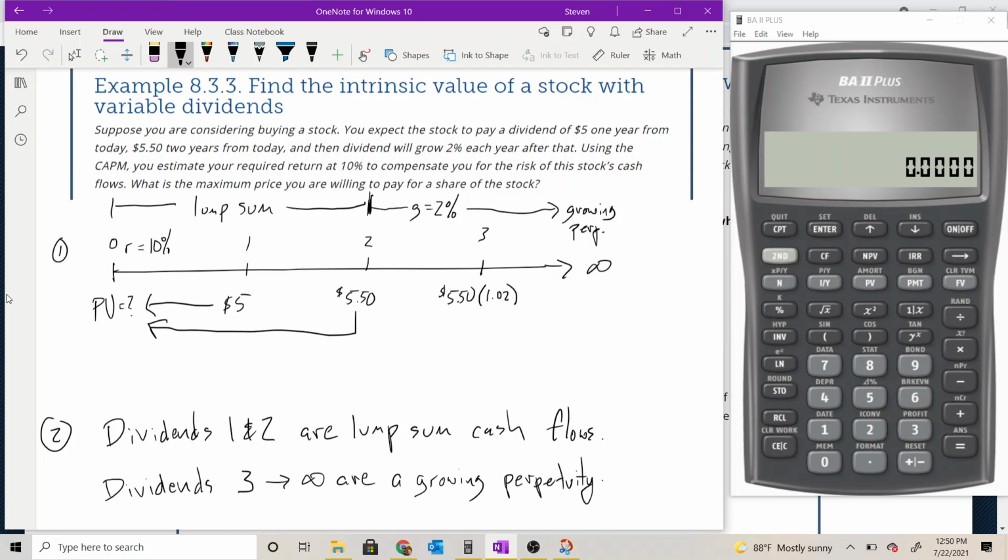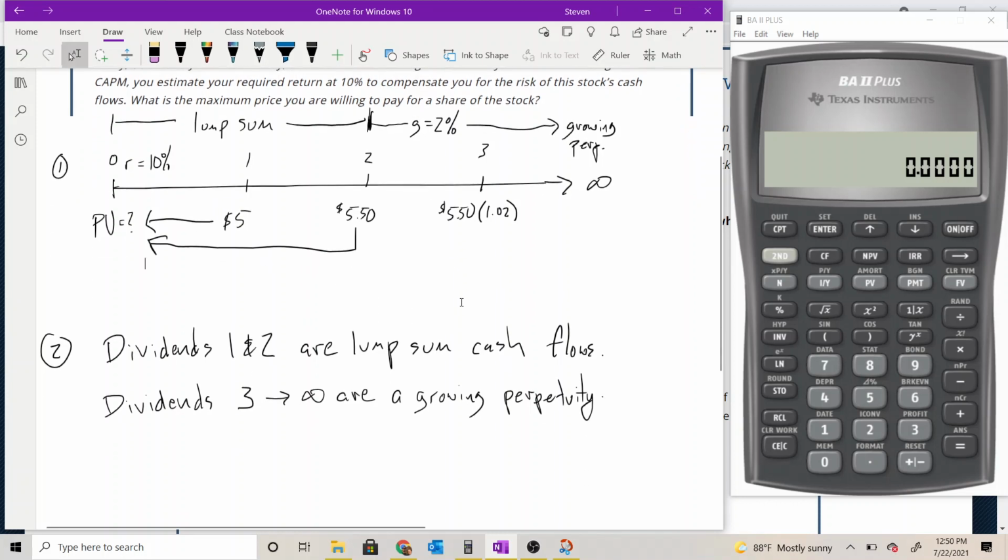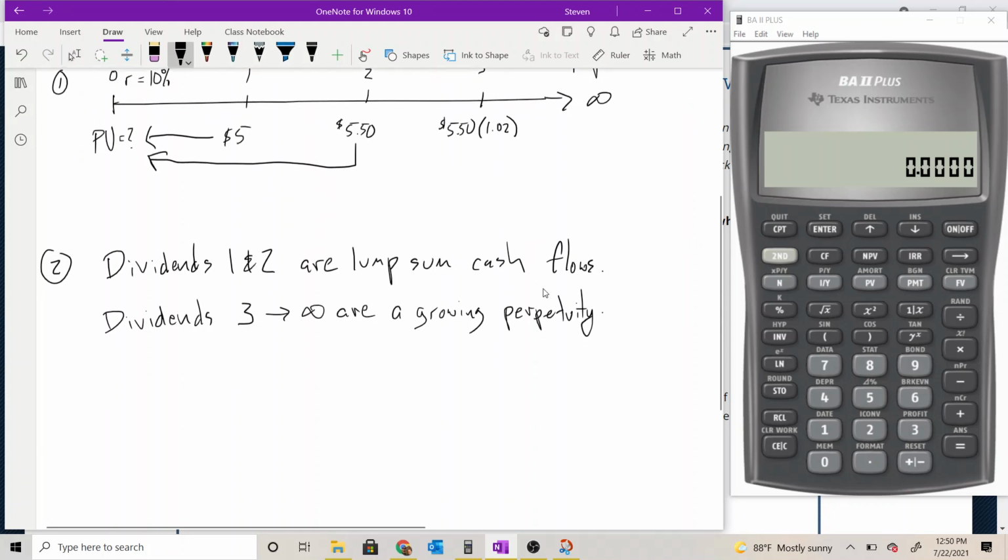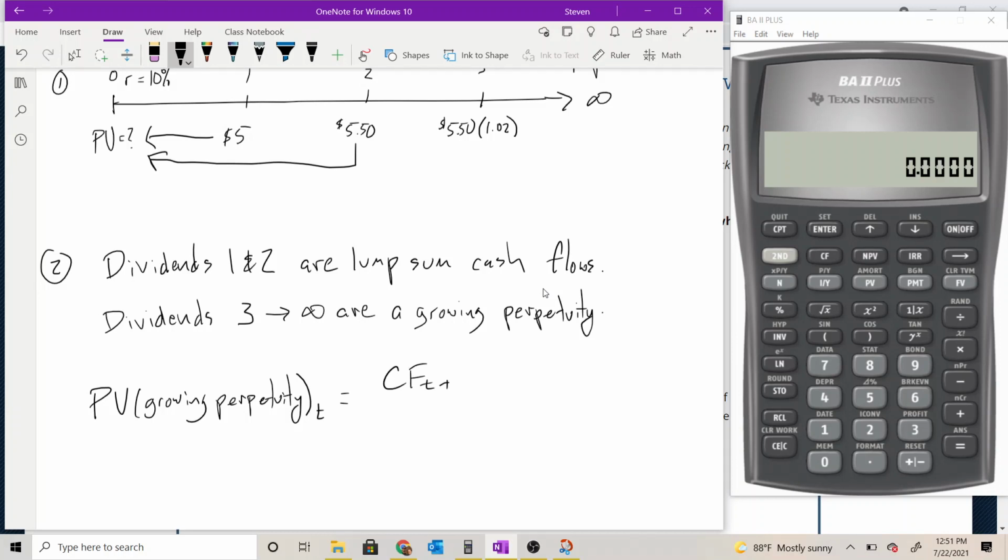The wrinkle we hit here with the growing perpetuity formula is, let's take a look at that formula real quick. The present value of a growing perpetuity. Well, let's look at the general formula first. The formula says the present value of a growing perpetuity at time period t is equal to the cash flow at time t plus 1, right? So 1 period later, divided by the discount rate minus the growth rate.